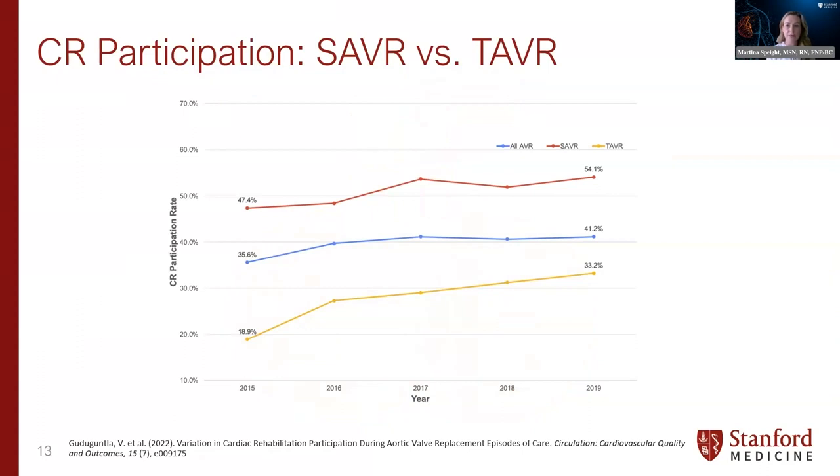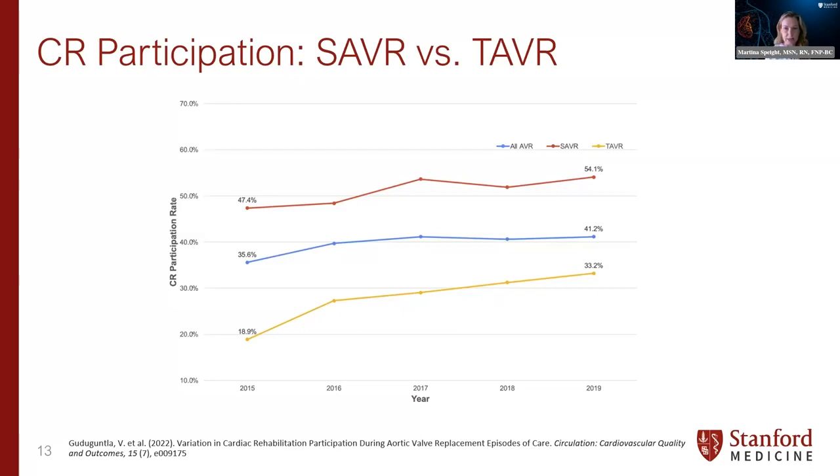TAVR patients had historically low rates of cardiac rehab participation, unfortunately, especially when compared with surgical aortic valve replacements. Fortunately, participation in both groups continues to grow over time, but the difference between the two groups is essentially unchanged, as you can see here, with SAVR represented with the red line and TAVR represented in the yellow line, and the blue line is actually the two groups combined.